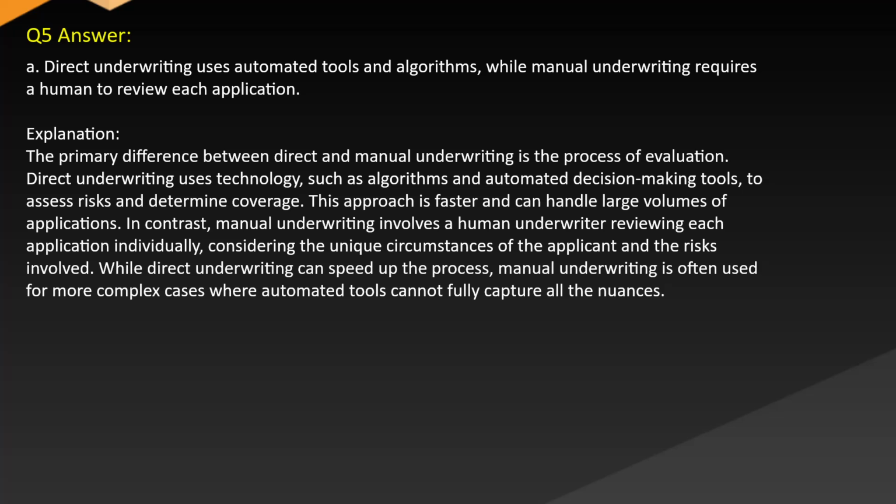In contrast, manual underwriting involves a human underwriter reviewing each application individually, considering the unique circumstances of the applicant and the risks involved. While direct underwriting can speed up the process, manual underwriting is often used for more complex cases where automated tools cannot fully capture all the nuances.